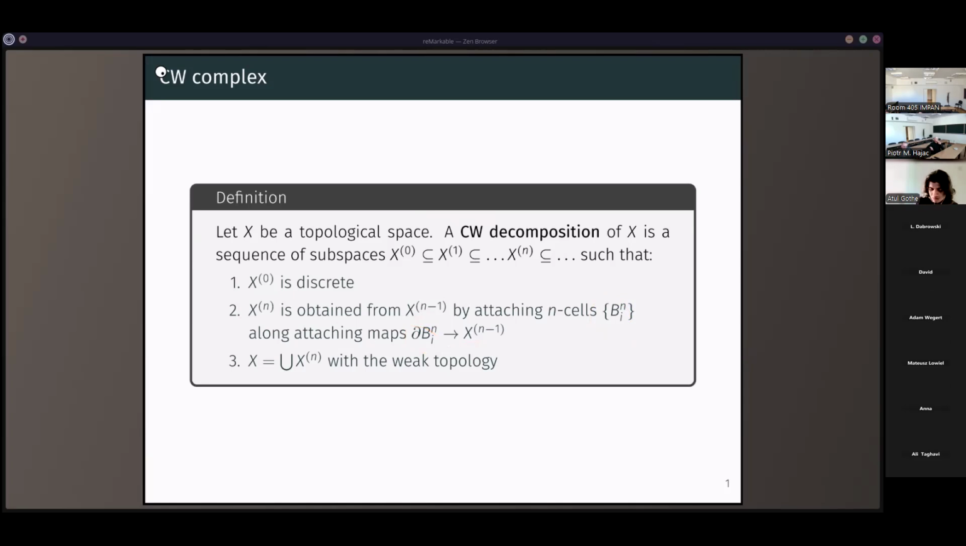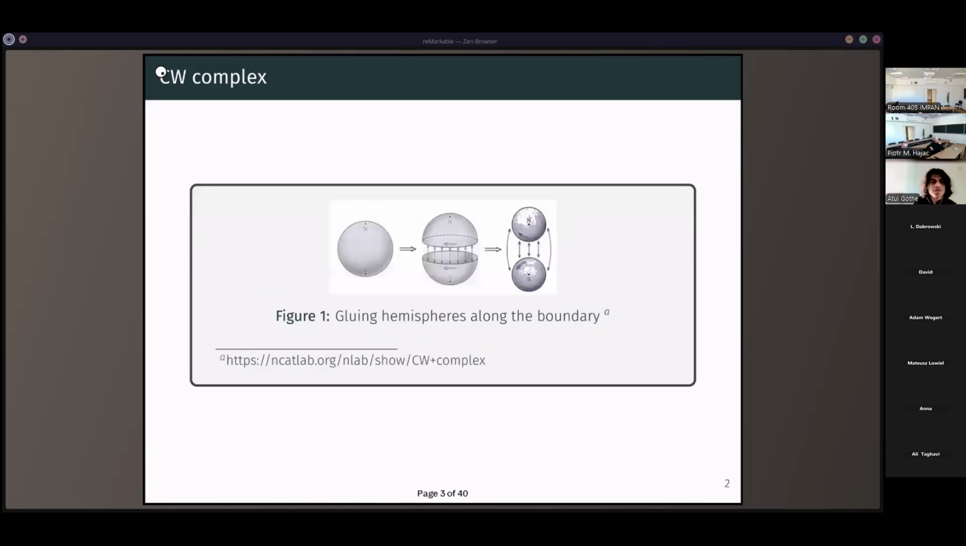A simple classical example would be if we glue two hemispheres along the boundary equator, we just get a sphere. So we attach two balls along the common equator to get a sphere. That's a classical example of a CW complex. CW complexes are a nice collection of spaces which people usually study, since they have nice properties, such as nice K-theoretic computations.